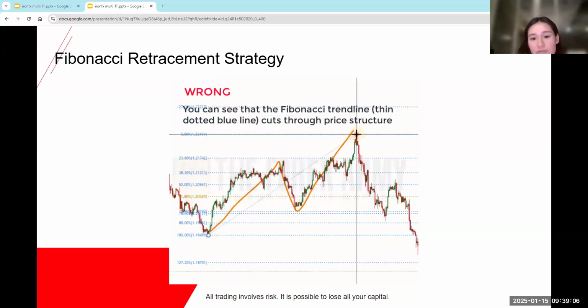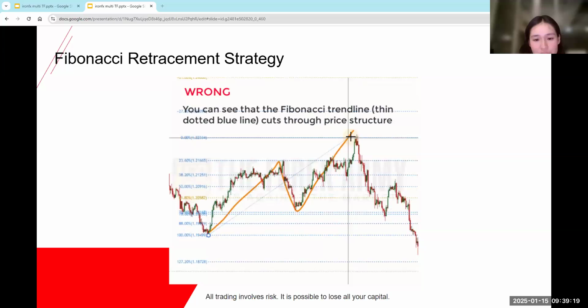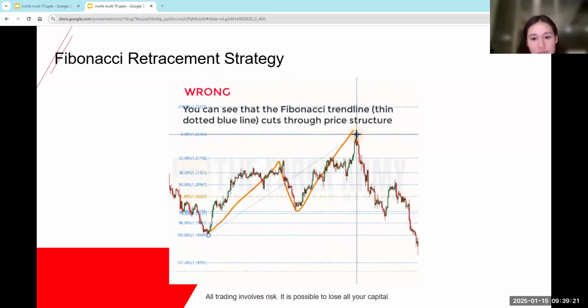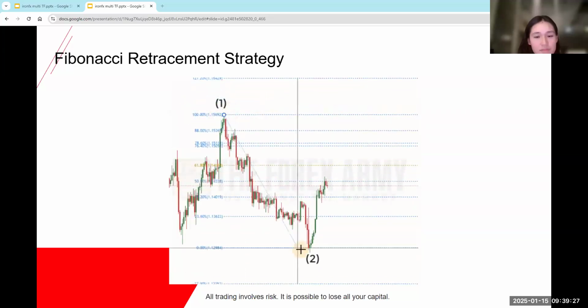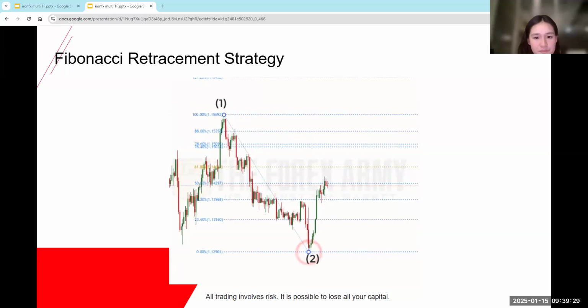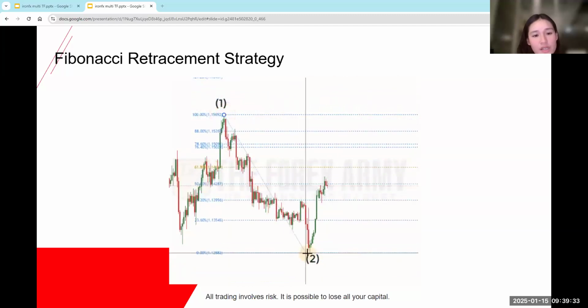So a couple of rules. Firstly, your Fibonacci trend line must follow the price structure clearly. The trend line can deviate from price structure, but not by too much, like we see in the GIF here. It shouldn't cut right through the price structure. Instead, it should look something like that, where you are following the price movement quite clearly.